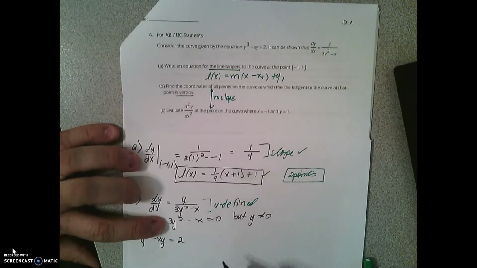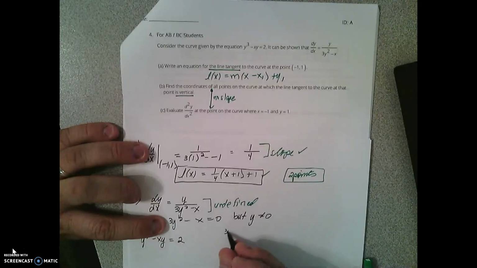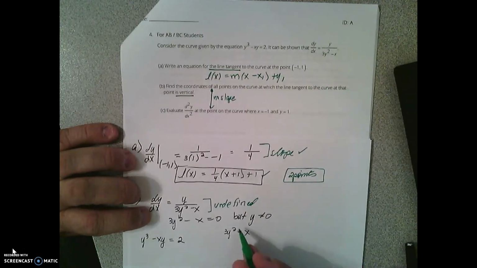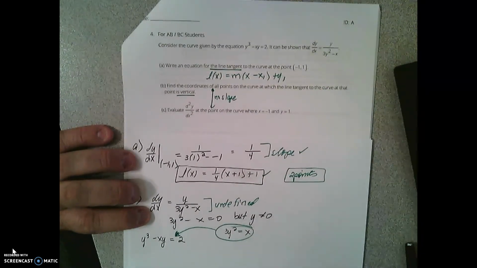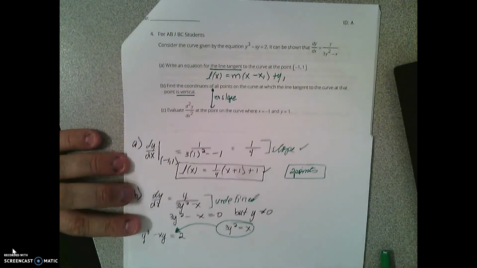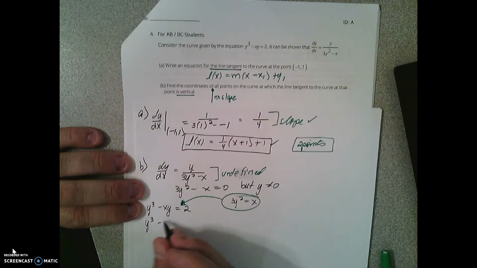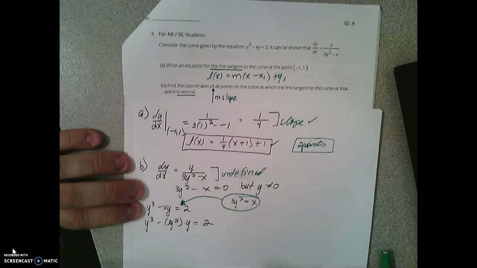And so what I'm going to do is rewrite the equation 3y squared minus x is equal to 0 as 3y squared is equal to x. And then I'm going to do a substitution. I'm going to go over to this equation over here, and everywhere I see x, replace that with 3y squared. Well, if I do that, what happens? We get y cubed minus 3y squared times y is equal to 2.